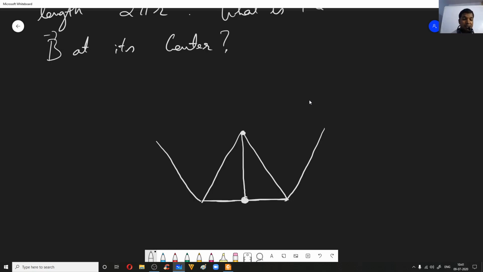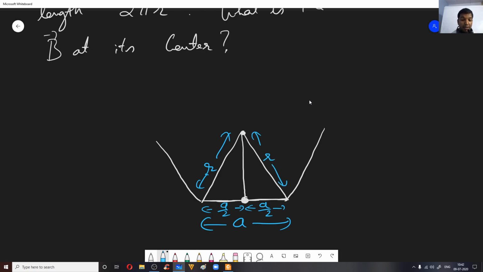Now say this distance is r. And call the side length of the polygon as a. Then you can write these two as a by 2 and a by 2, correct? Now these lines, you can treat them as r, so this will also be r. Now these two angles, let us call them theta and theta.